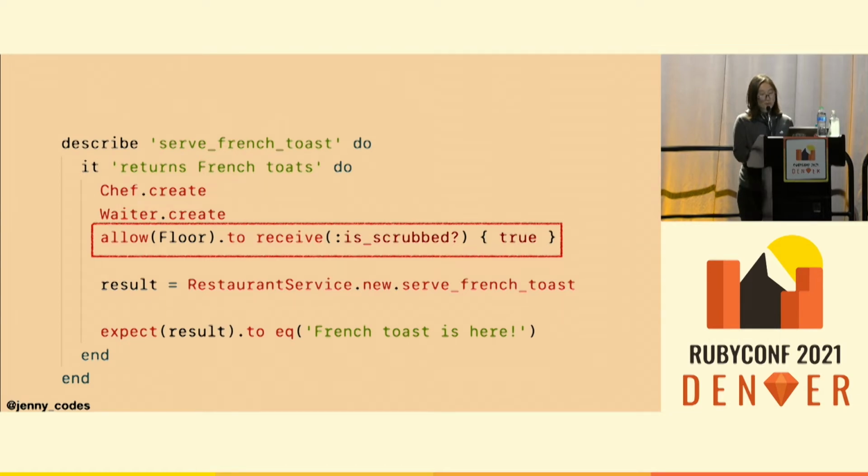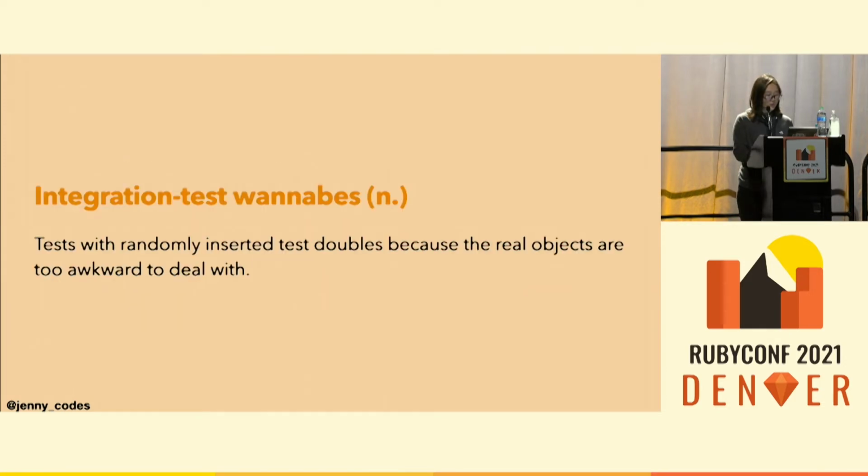So mystery solved and you feel good, except that you just witnessed the integration test wannabes. There are tests with randomly inserted test doubles because the real objects are too awkward to deal with. This is when you find yourself reaching for test doubles because it is too painful or just too awkward to set up the real thing.